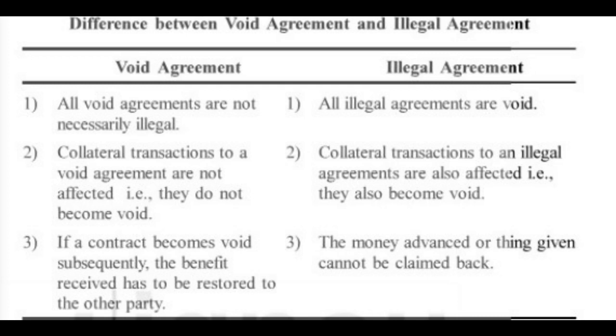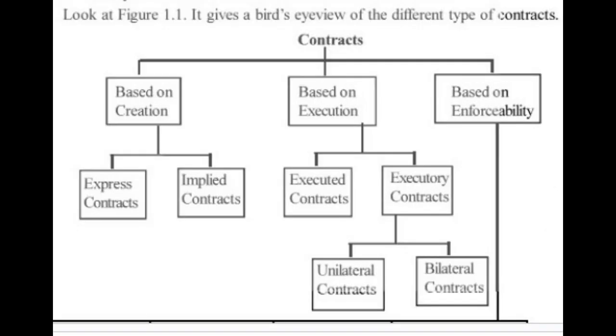For example, an oral agreement for arbitration is unenforceable because the law requires that an arbitration agreement must be in writing. It is important to note that in most cases, such contracts can be enforced if the technical defect involved is removed. For example, if the document which embodies a contract is understamped, it will become enforceable if the requisite stamp is affixed. Look at Figure 1.1. It gives a bird's eye view of the different types of contracts.